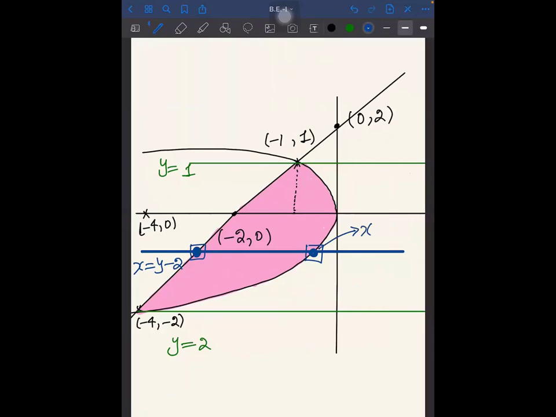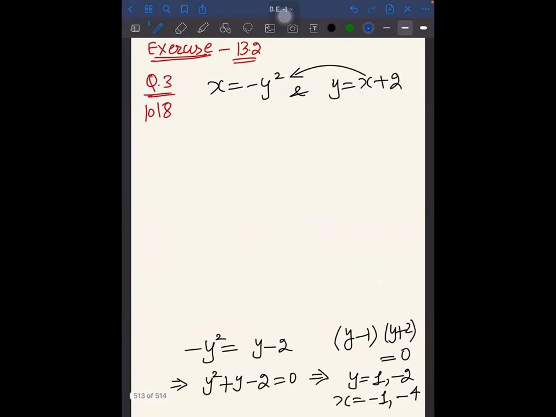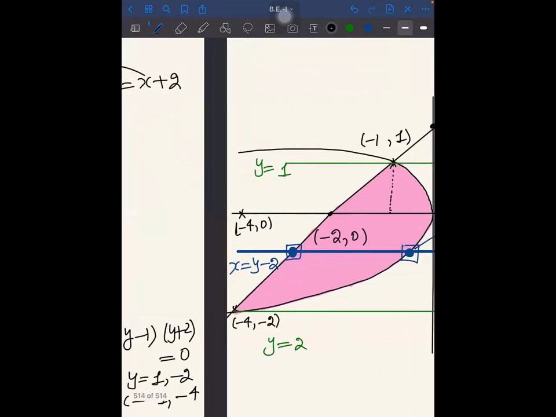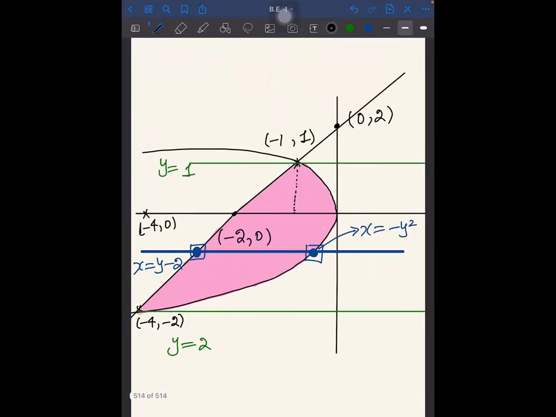Right? That's what I'm saying, just mark your limits very carefully. Let me calculate it over here, we have the space. As you told me, your y is running from -2 to 1, and your x is running from y minus 2 to minus y square.